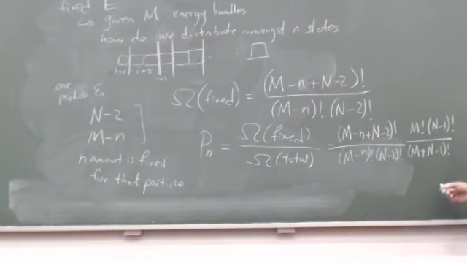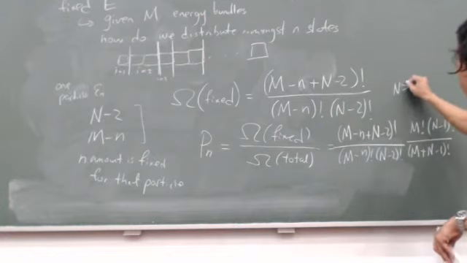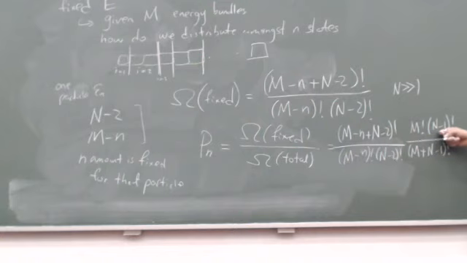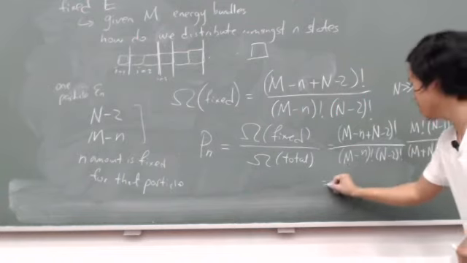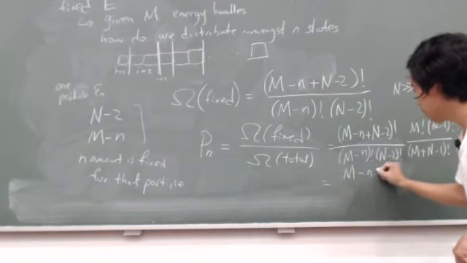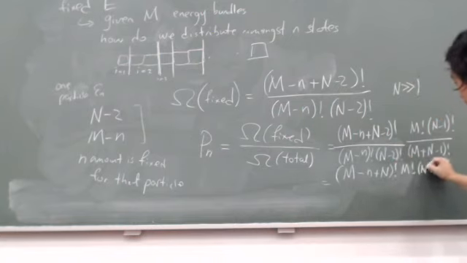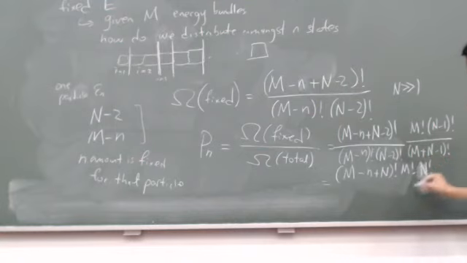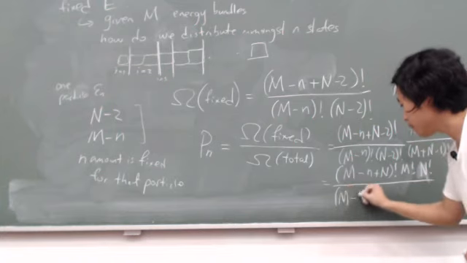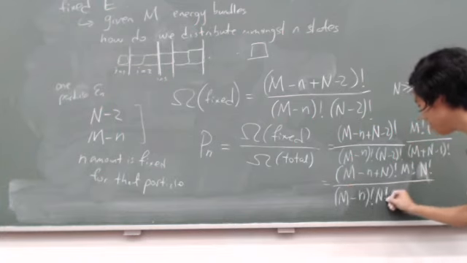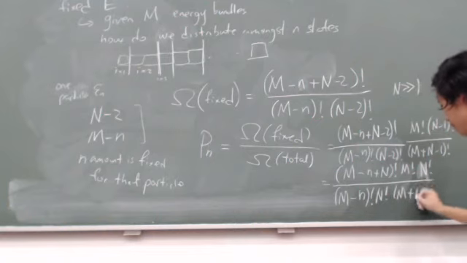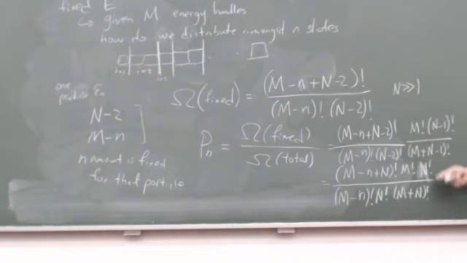Okay, so now if I take the limit that N is incredibly large, then N minus 1 is basically N, and N minus 2 is basically N. So I just ignore all of these little numbers around. Then I get (M minus n plus N) factorial M factorial N factorial divided by (M minus n) factorial N factorial (M plus N) factorial. So just this equation, but with all the little numbers taken out. So this N factorial cancels out with this N factorial, and we're left with just this expression.